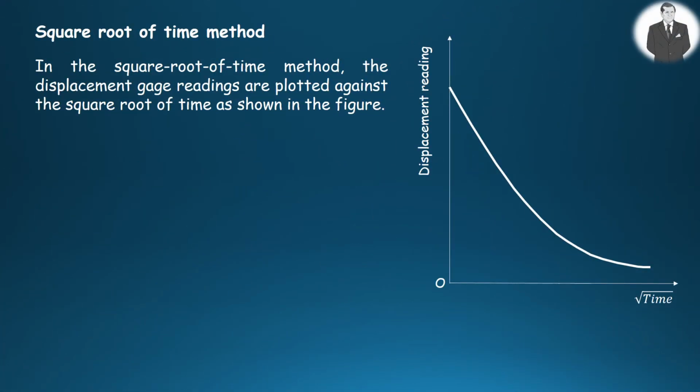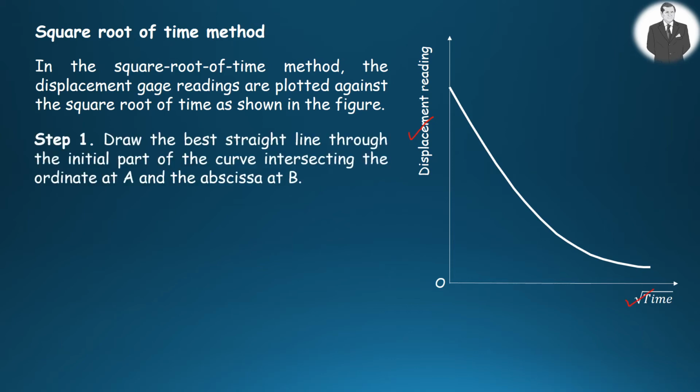Another method to determine the coefficient of consolidation is called the square root of time method. In this method, the displacement gauge readings are plotted against the square root of time as shown in the figure. The first step is to draw the best straight line through the initial part of the curve, intersecting the ordinate at A and the abscissa at B.